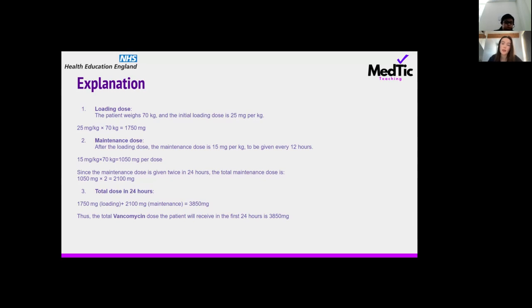So first of all, we'll work out the loading dose, which is 25 times 70. So that's a total of 1,750. So that's your loading dose, move that aside for the moment. And then you've got two maintenance doses to work out. The maintenance dose was 15 milligrams per kilogram, so 15 times 70, which is 1050. And then you times that by 2 to get 2100. So that's the total maintenance dose that they'll get in 24 hours. And then you add on that loading dose to get 3850. Any questions about that one at all?